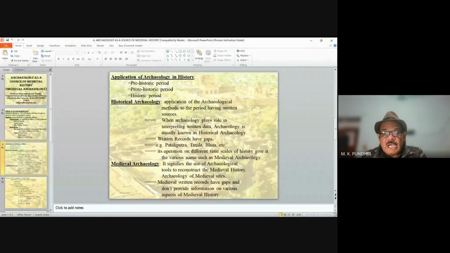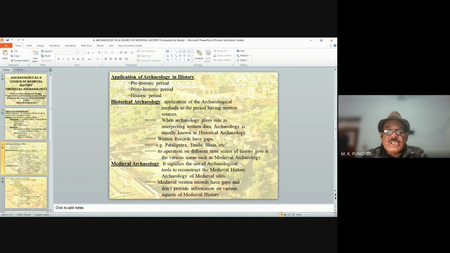And it could not be. Our sources are totally silent about this change. So these are the major gaps in the medieval sources, and it means that archaeology has been applied on a large scale in the medieval period, not only to verify and confirm the information given in the written sources, but the things which have not been mentioned in these sources have been supplied by archaeology.